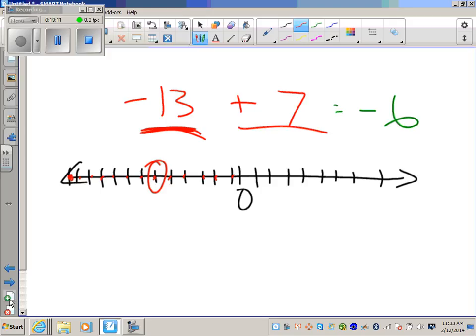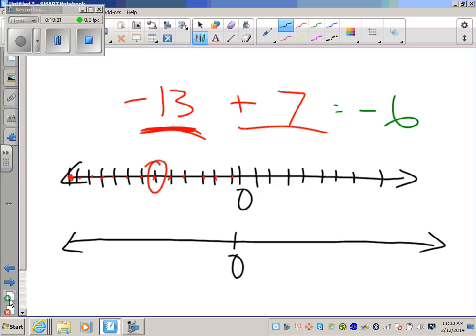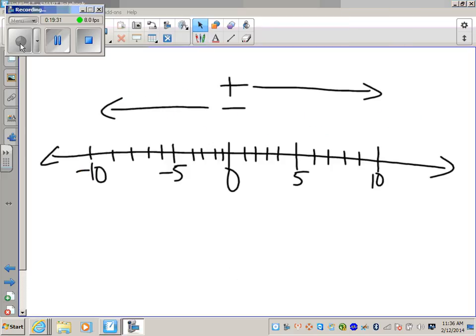Do me a favor right now, somewhere in your notes, make yourself a nice number line. Do you have a number line in your assignment notebook? Can I look at yours? And I'll show you the process and show you how you can use the number line to help you figure out some of this stuff.